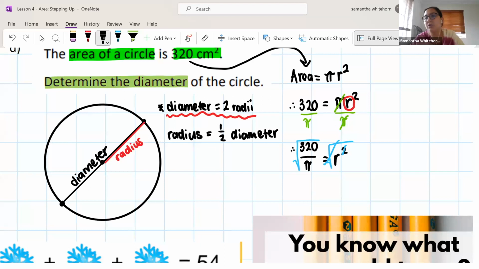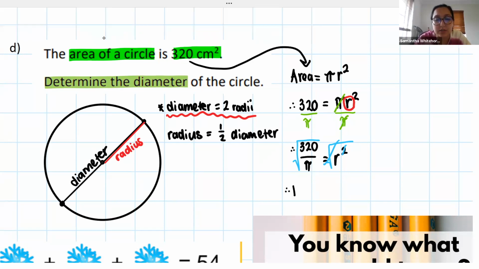Now, unfortunately, because you're using pi, you are going to have a whole long decimal that you're just going to have to deal with. It is what it is. Make it work. Right, so the square root of 320 over pi is equal to, so this is r is equal to 10,092530, and there's a whole bunch of decimals.